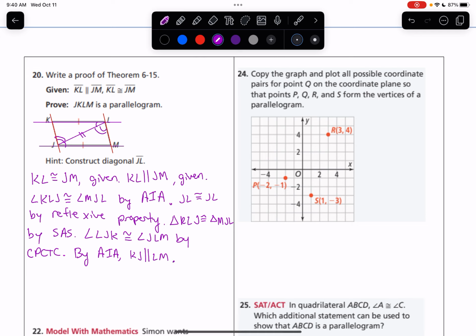Then I can say, since JKLM has two pairs of parallel sides, it is a parallelogram. There we go.